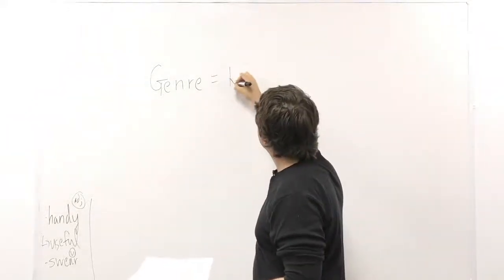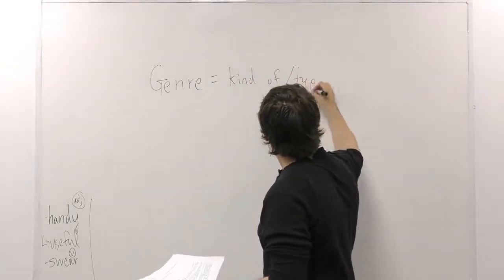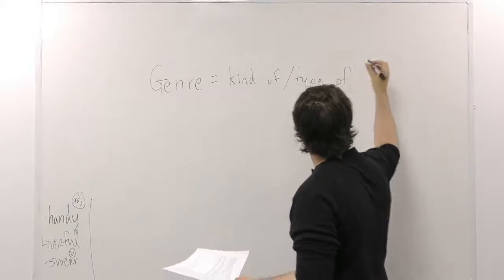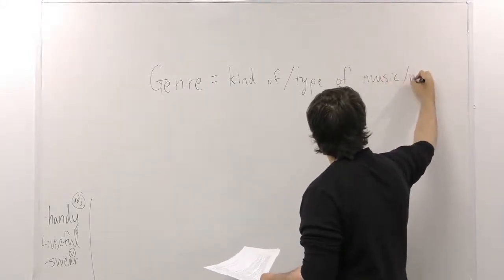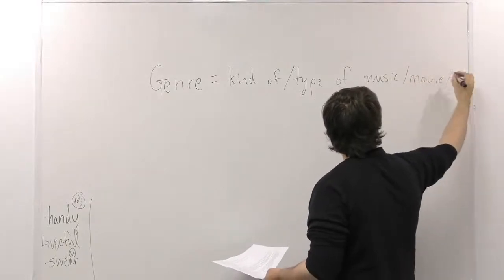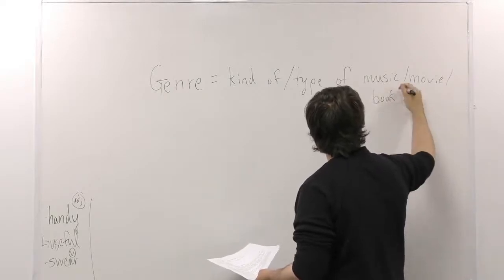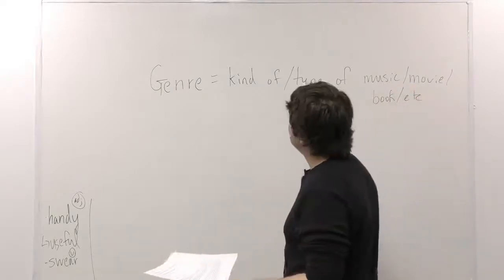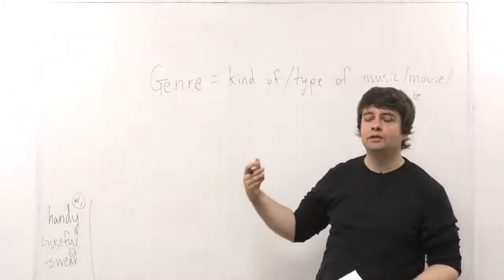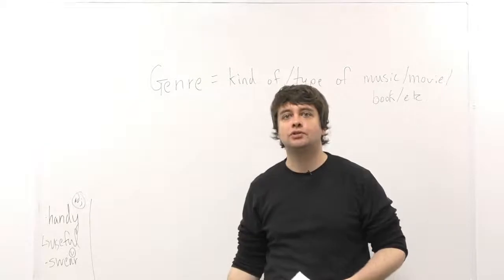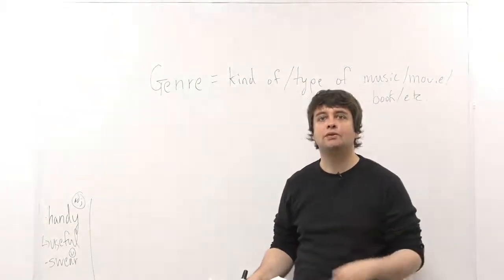And remember, genre just means kind or type of maybe music, movie, book, etc. So if we're talking about a kind of book or type of book, movie, music, etc., we can use genre. What genre of music do you like? What genre of movies do you like, etc.?